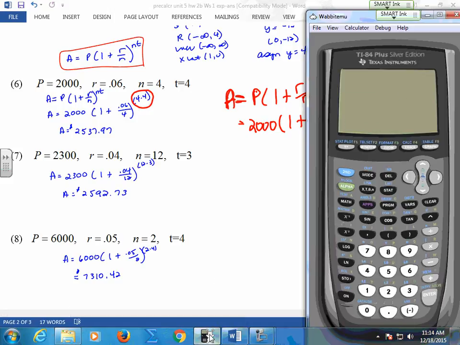Why do you do 4 times 4? Because n is 4, t is 4. Oh, okay. Now I know why I screwed up. Maybe it just was odd because they were both the same number.